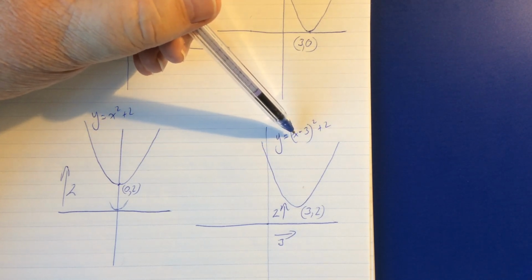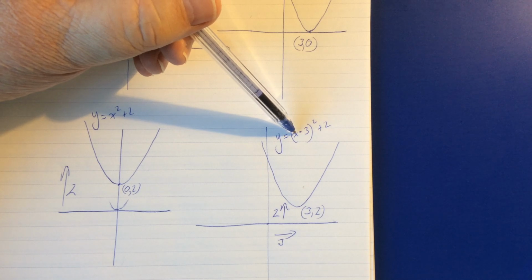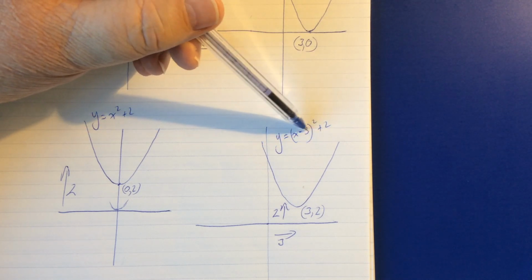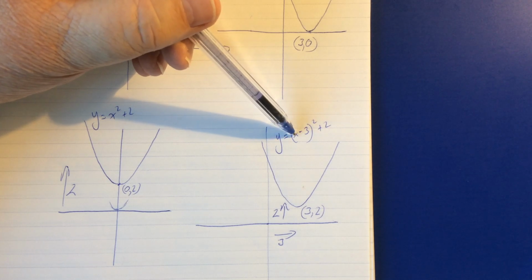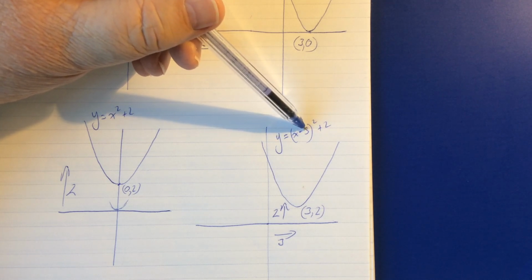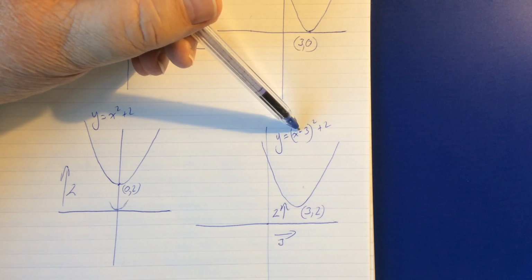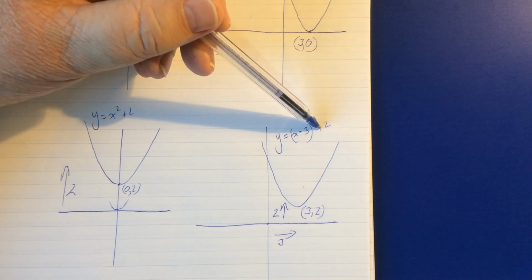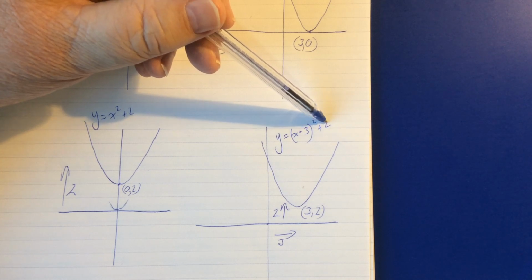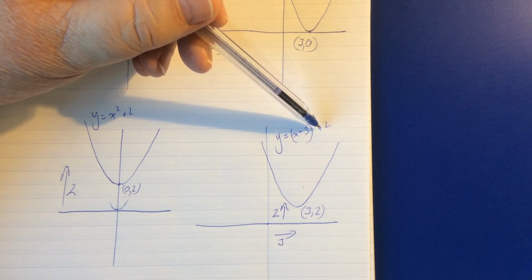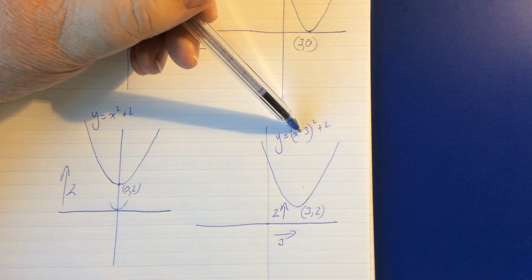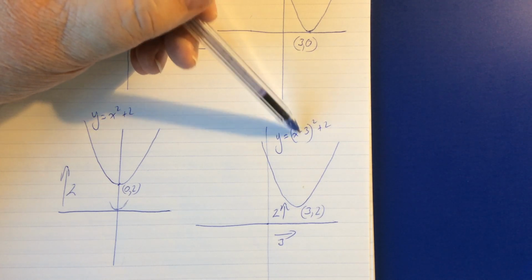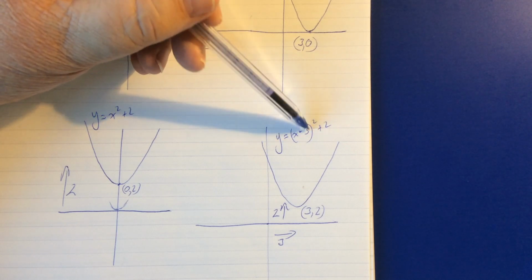But what we can see if we analyze what's gone on is that there has been a movement from the origin of 3 units in a positive direction, so it's the opposite to this, and 2 units in a positive direction on the y-axis. We view this as the opposite sign because we're trying to make this equal 0.